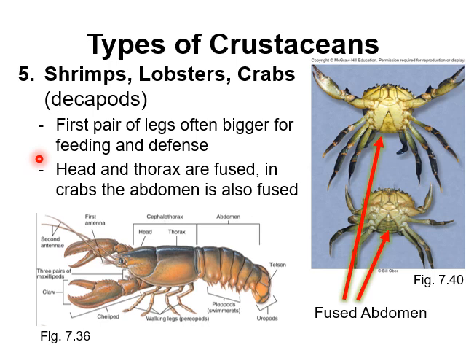So then with these things, a lot of times the head and the thorax are fused, kind of like I was saying before. So on this lobster, here's the head, here's the thorax. Those things are fused together. In the case of crabs, the abdomen is also fused. So here's the abdomen on a lobster. In this triangular thing here, that's the abdomen on a crab. So their abdomen and their thorax and their head are all fused together.